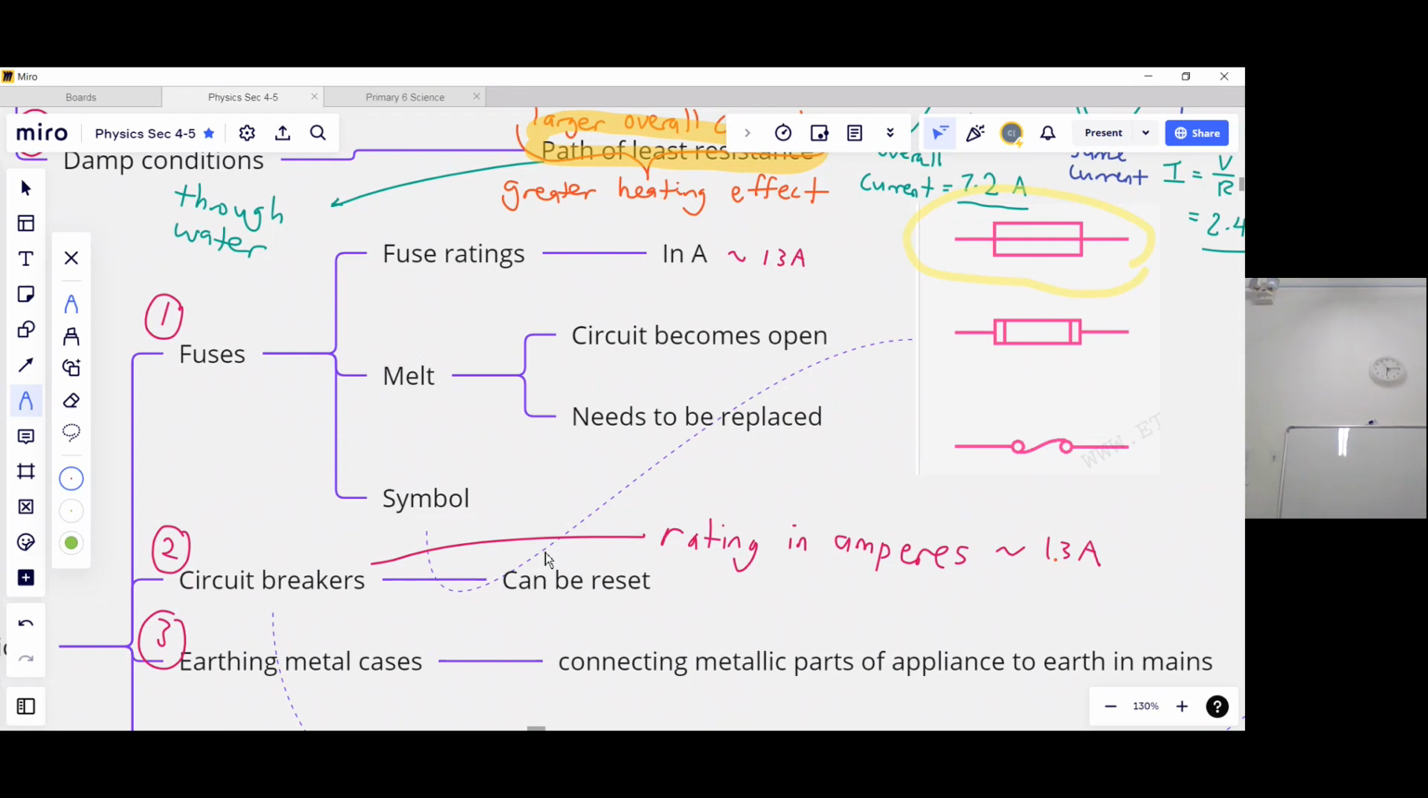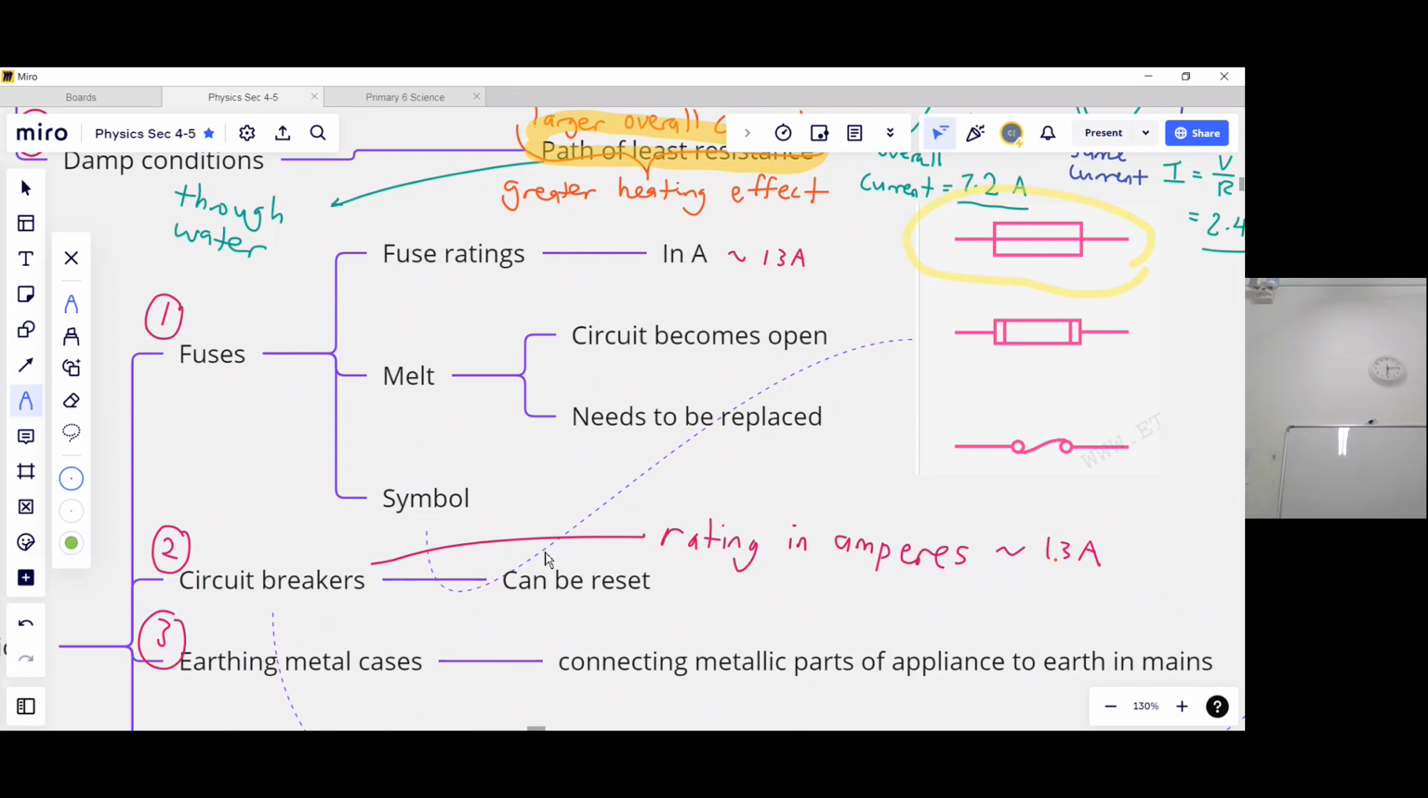Now, same thing for the circuit breaker. That one, which I showed 2 weeks ago, is inside this box. Each circuit breaker will also have a setting, a rating, typically about 13. But there is one appliance which is higher than 13 in your home. Anybody know what that is? Or actually maybe two appliances. What are the high current appliances in your home?